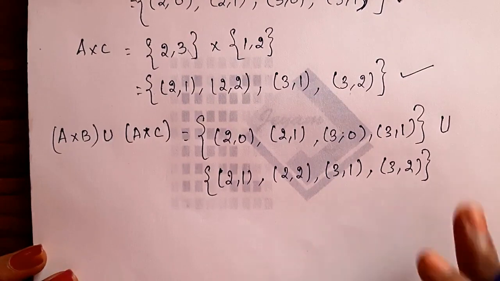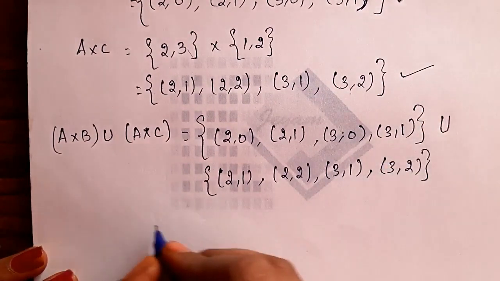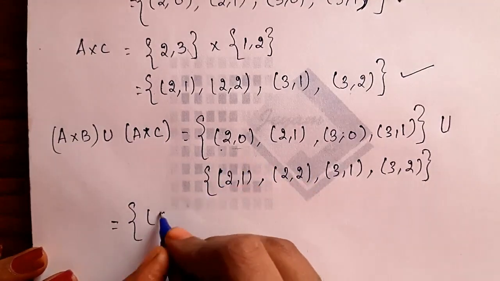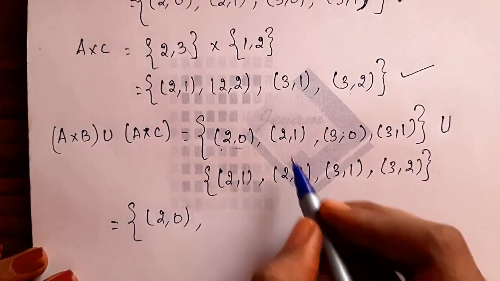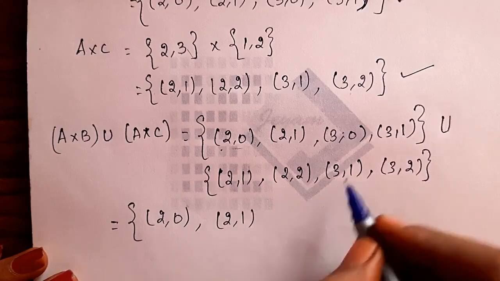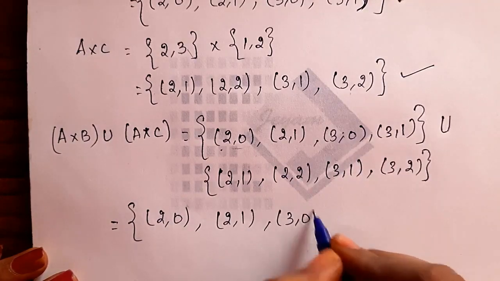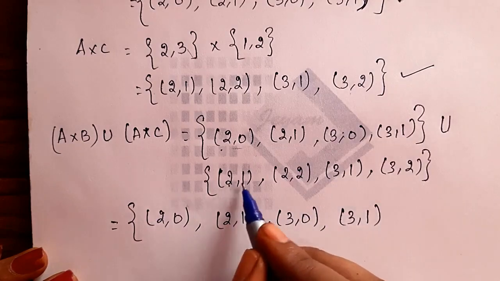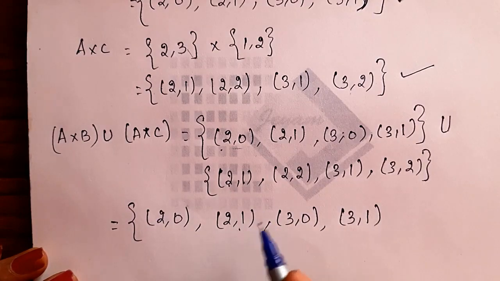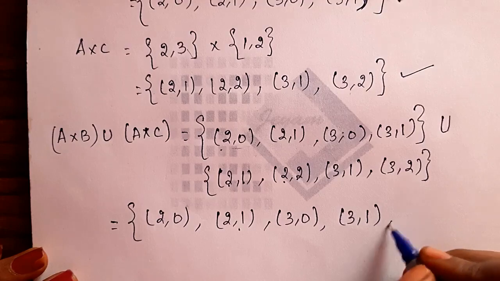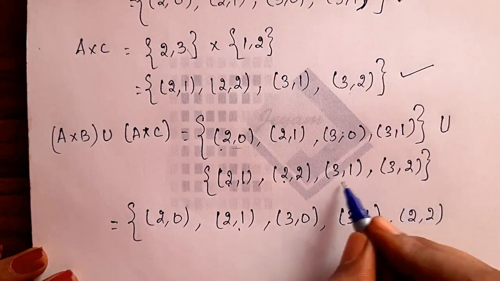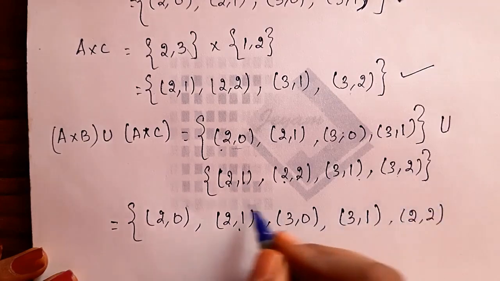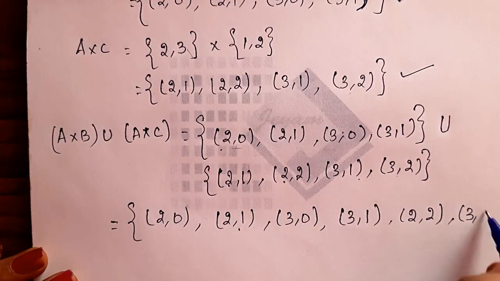So now we can write the union of these two. Union means we can collect. First we can write (2,0), (2,1), (3,0), (3,1). Next (2,1), already that is here. (2,2) is not here, so write (2,2). (3,1) already here, so no need to write. Then (3,2), so (3,2).